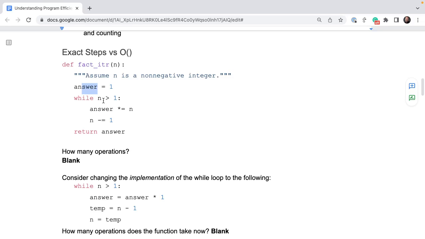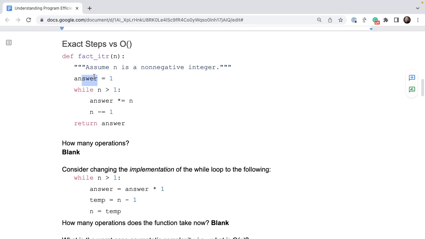So with that, how many iterations will it take right here? Let's go ahead and do the counting, and then we'll use big O notation after that. So answer equal to 1, this is an assignment, so that takes 1 step. Then this while loop right here, you have a comparison here. How many steps occurred when we were doing this answer times equal to n? Does anyone remember from last class? That's 2 steps. You have the multiplication operation, and then you have to store it again in answer. So that's 2 operations, or 2 steps.